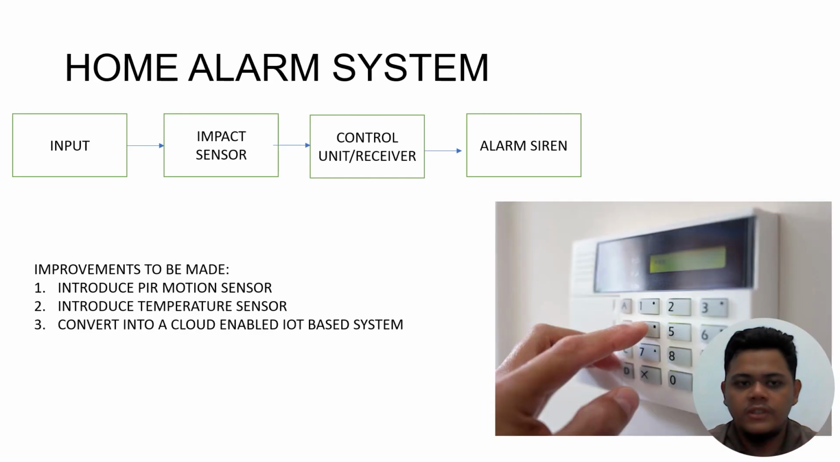The example number 3 is the home alarm system. In the home alarm system, we have the input and the controller, which is the impact sensor, and the output is the control unit or receiver, and the process is the alarm siren. The improvements to be made are number 1, introduce a PIR motion sensor. Number 2, introduce a temperature sensor, and number 3, convert into a cloud-enabled IoT based system.